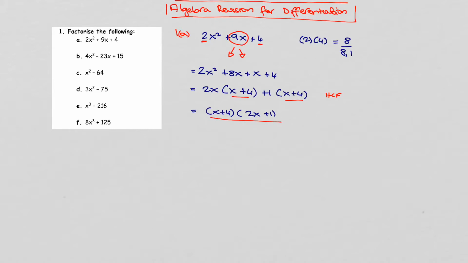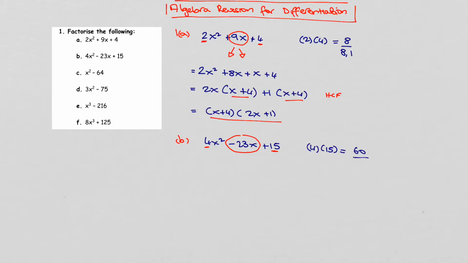If we look at B then, we'll have the same process. This time we have a negative sign in here: 4x squared minus 23x plus 15. Again, I want to take the coefficient of x squared and multiply it by the constant. So 4 times 15 gives us 60. I then want to look at the factors that multiply to give me 60 and add to give me this middle number, but this time it has to be minus 23.